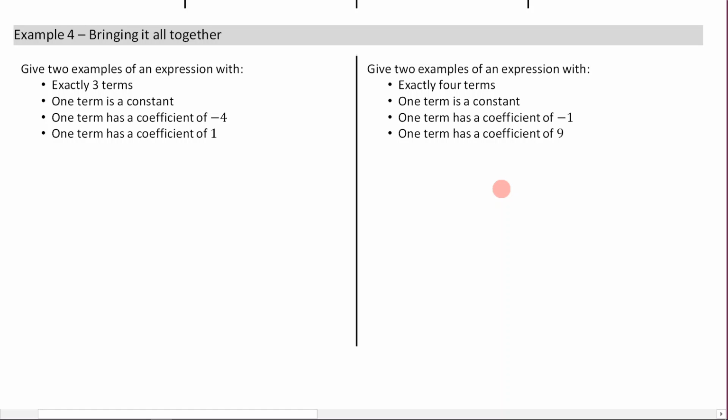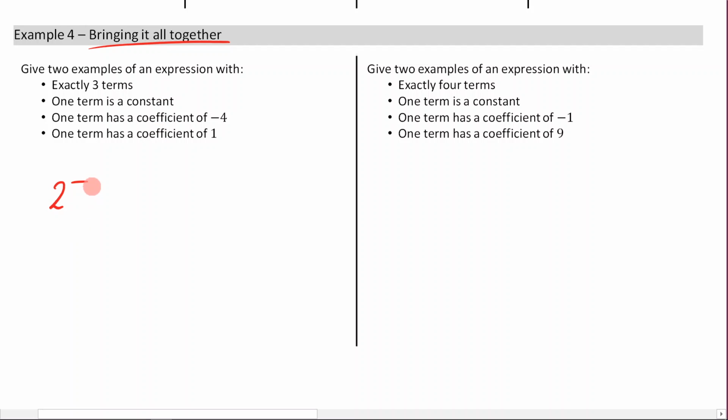Perfect. All right, so let's now come to our very last question for this lesson, and then in the next lesson, I'll go through the second part. All right, so bringing it all together, we need to give 2 examples of an expression with exactly 3 terms. One term is a constant, one term has a coefficient of -4, and one term has a coefficient of 1. Okay, so if one term is a constant, that just means one term is just going to have no pronumerals attached to it.